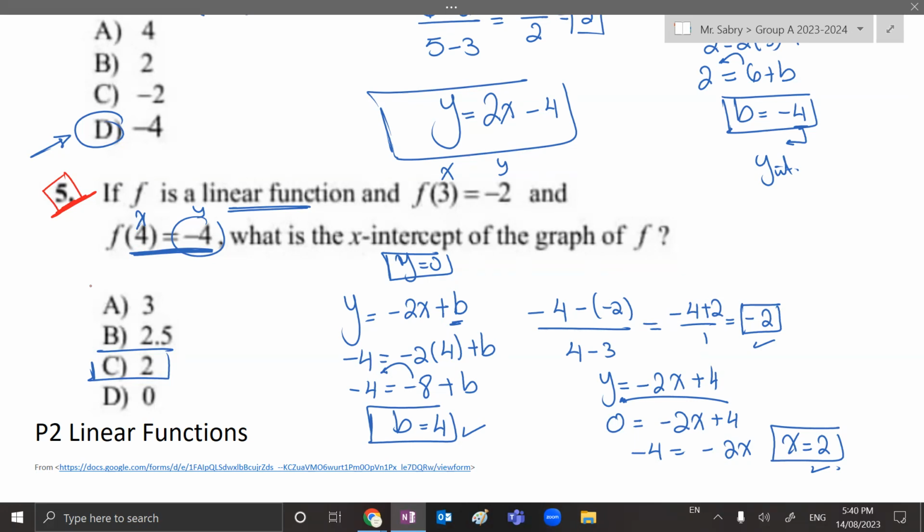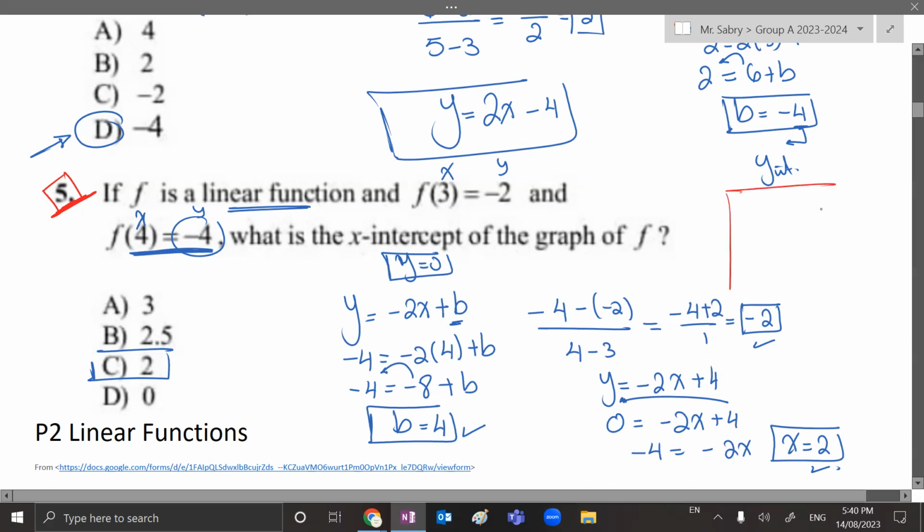Why would you add 4? Because that's like f of x, f of 4 equals -4. But from when x was equal to 3, y was equal to -2. I can write it this way. X and f of x, okay? When x was equal to 3, f of x was -2. When x was equal to 4, f of x was -4.